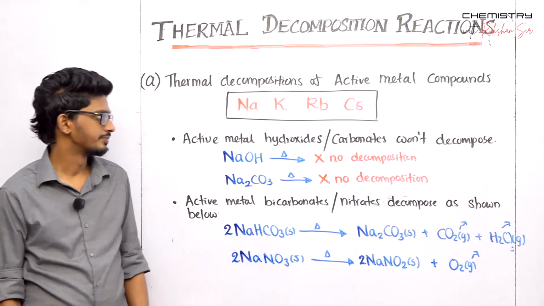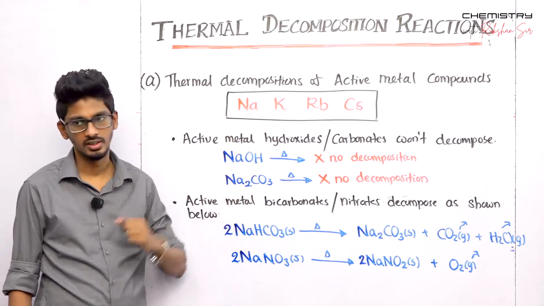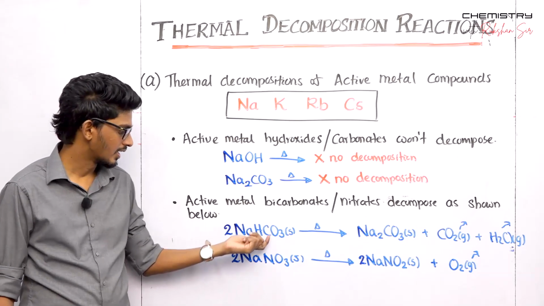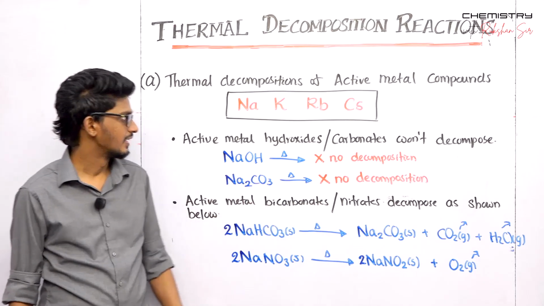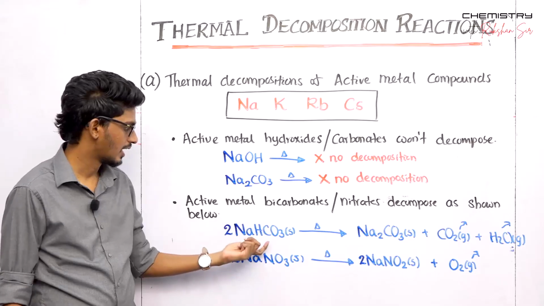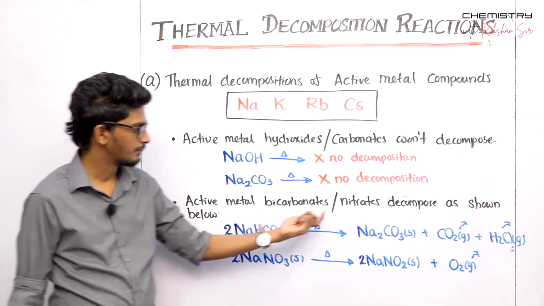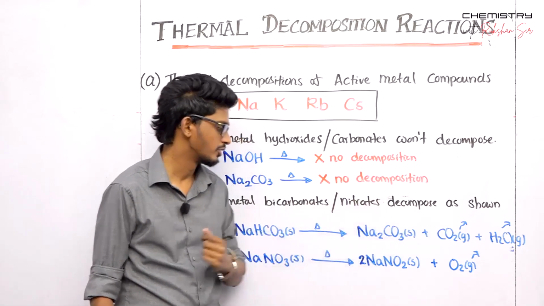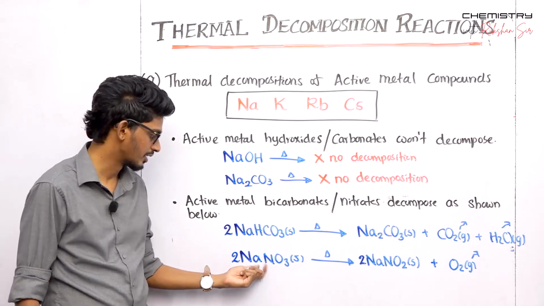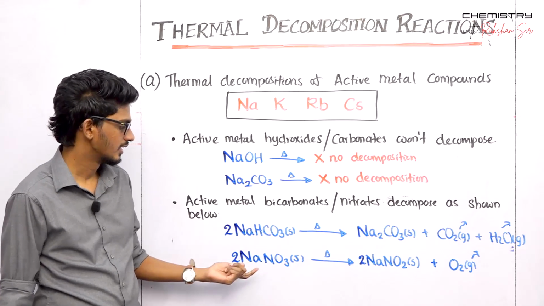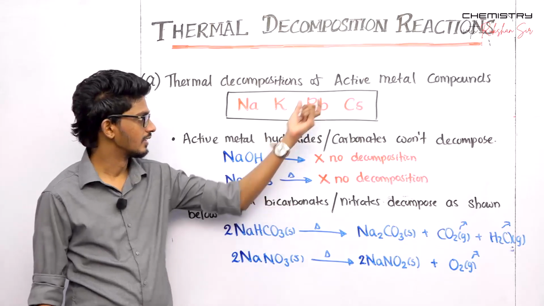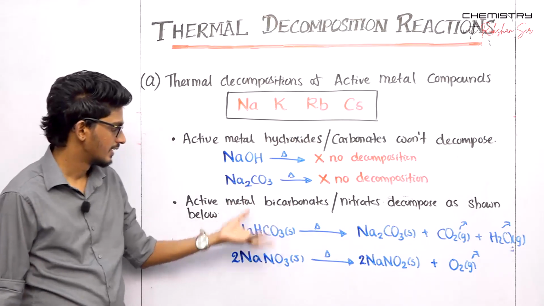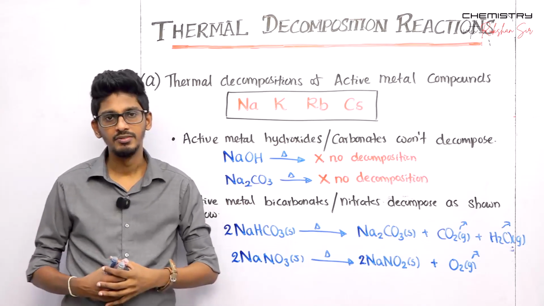Not only for sodium, but also for all of these active metals, their bicarbonates and nitrates will follow this trend. If you are thinking of potassium bicarbonate, it will decompose to give you potassium carbonate, CO2 and H2O. If you're thinking of potassium nitrate, it will decompose into potassium nitrite and NO2. Like that, with rubidium as well as cesium, these trends will be followed.